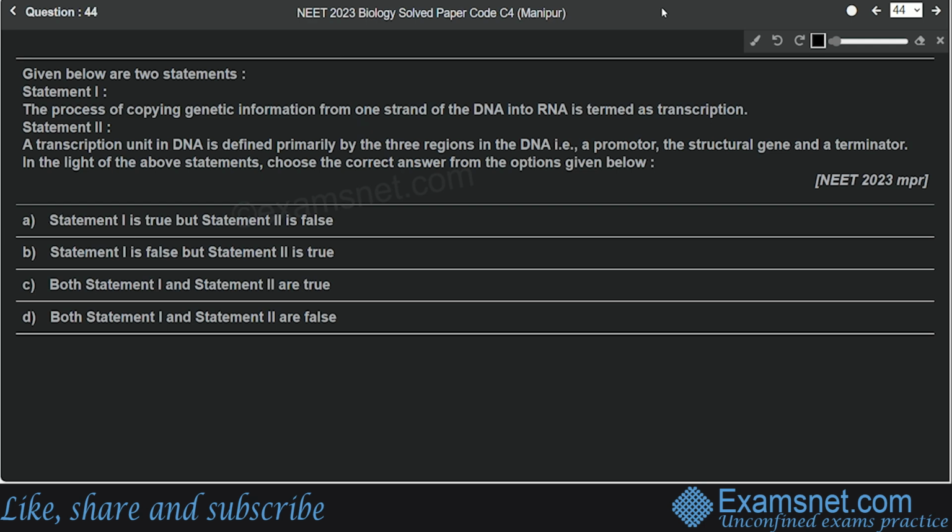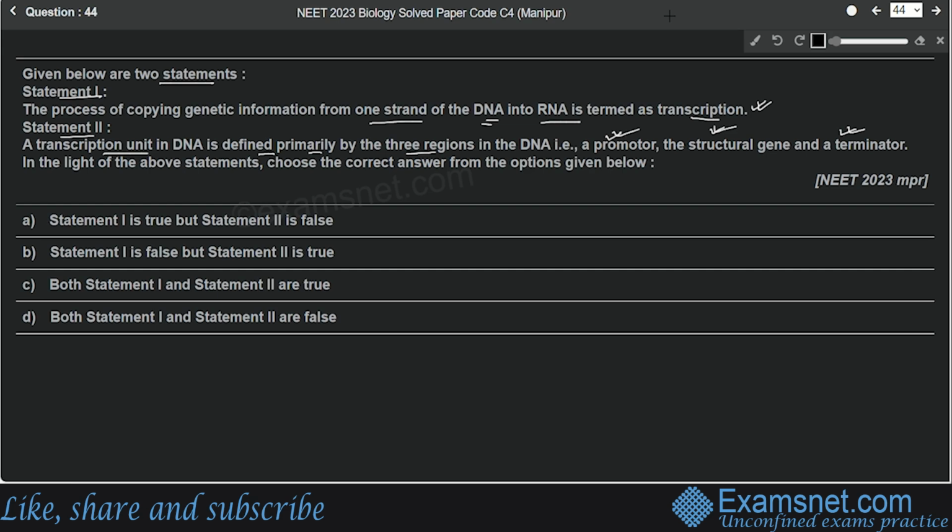Question number 44 is from the chapter Molecular Basis of Inheritance, and here two statements are given. The first statement says the process of copying genetic information from one strand of the DNA into RNA is termed as transcription. So yes, this is the correct definition of transcription. Then the second statement says a transcription unit in DNA is defined primarily by three regions in the DNA: a promoter, a structural gene, and a terminator. So this statement is also correct.